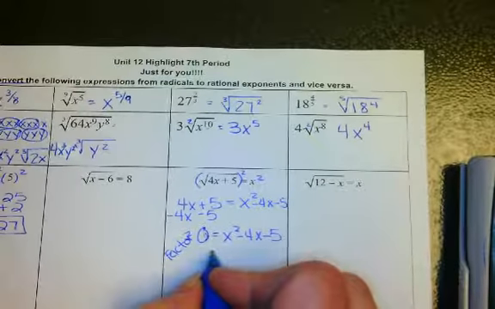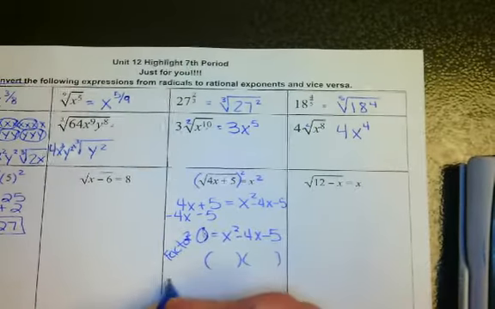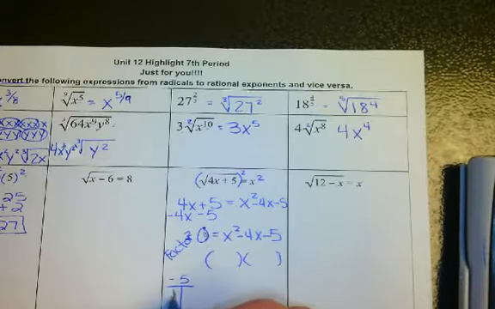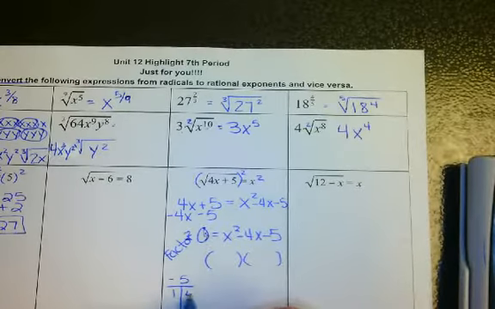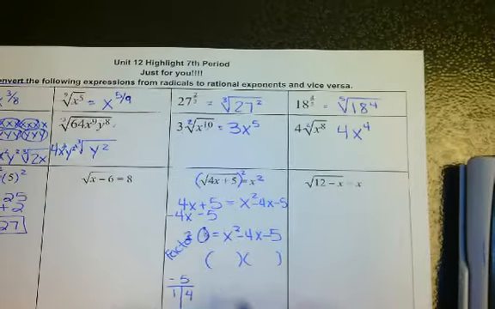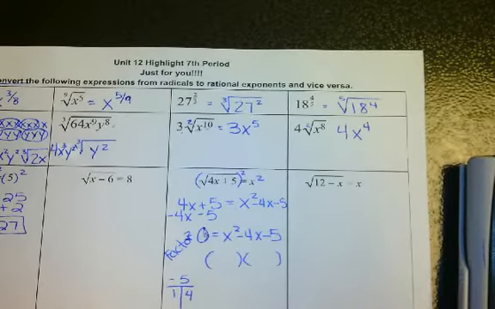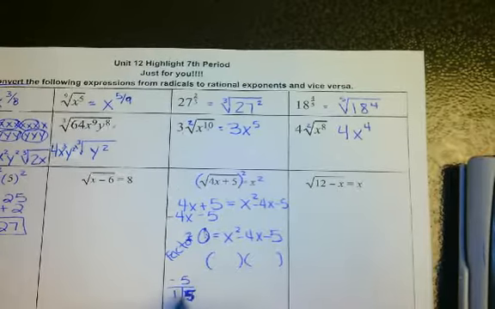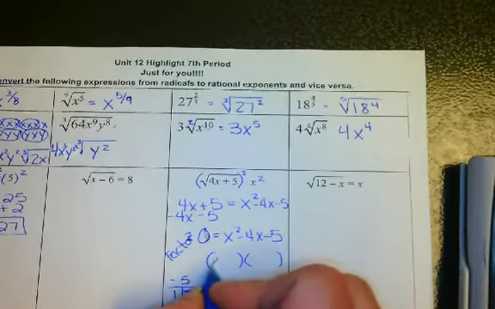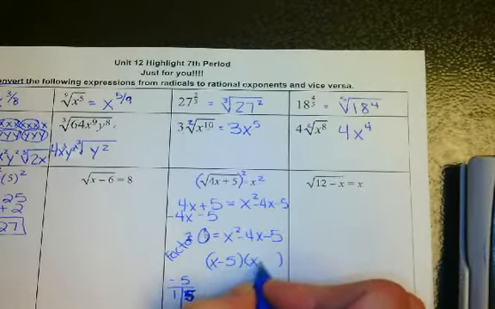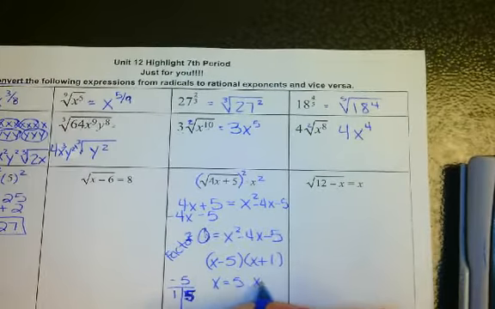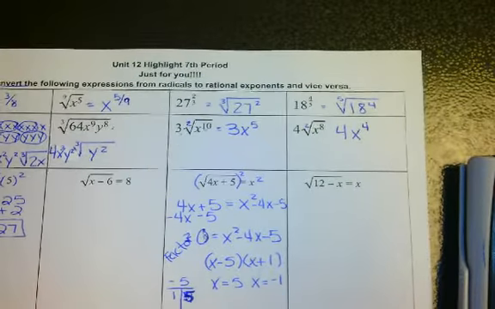So if I factor this, what two numbers will multiply to get negative 5 and combine to get negative 4? Oh, sorry, that should be a 5. So this should be a negative 5. So I'm going to have x minus 5 and x plus 1, which means my solutions are x equals 5 and x equals negative 1.